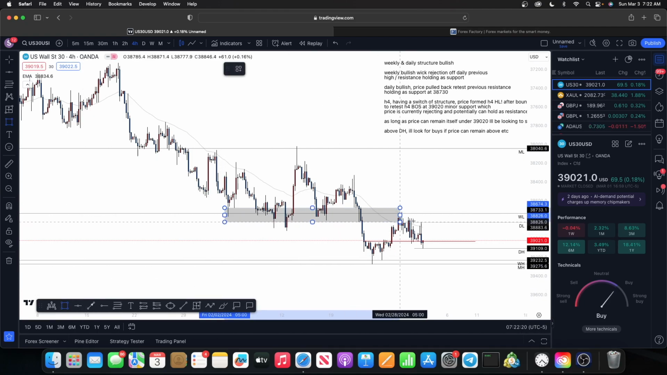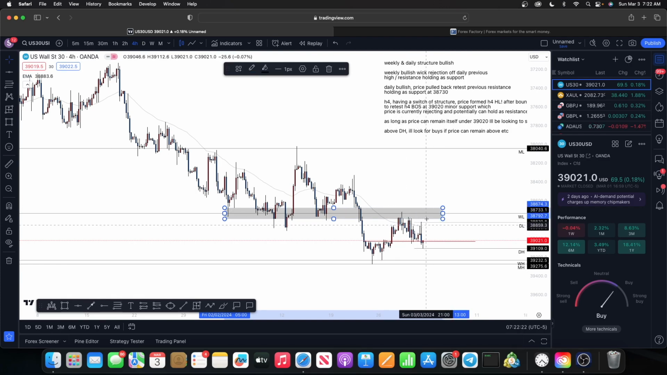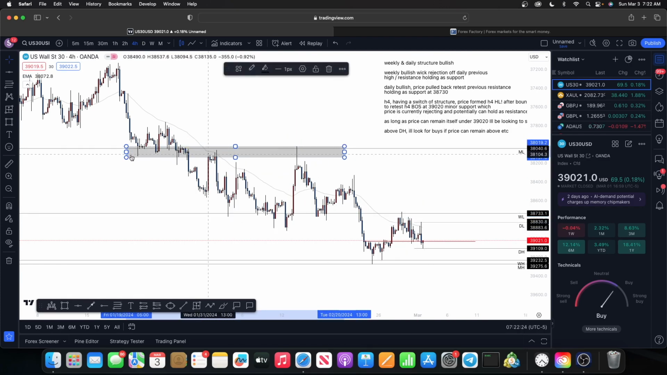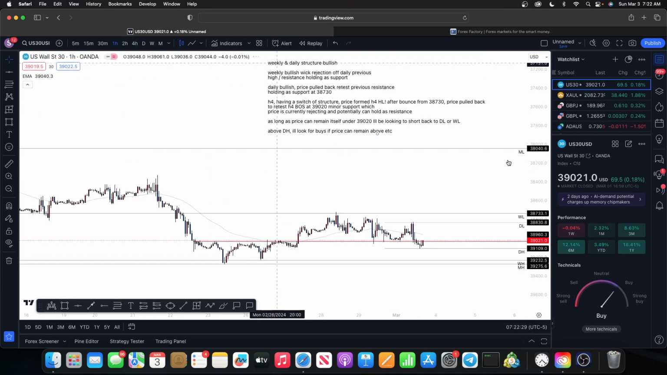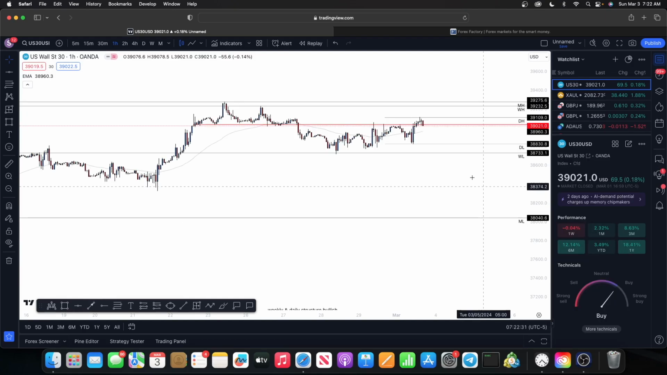What happened over here? We broke under support, price pulled back, used it as resistance, we're looking for sales. Same thing happened over here, price broke under this area of support, we pulled back, we used it as resistance, and we're looking for sales, right? So that's pretty much exactly what we're going to be looking at the bigger picture here, right?